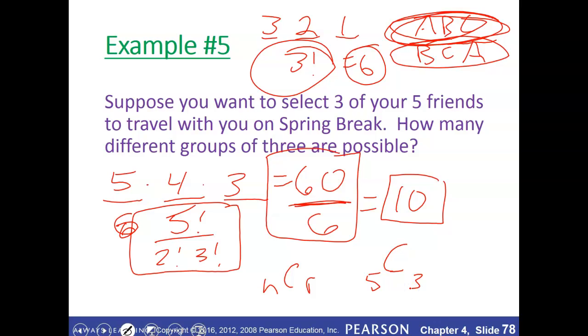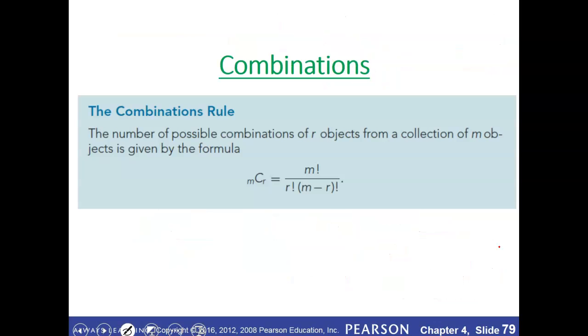I'm going to start with 5. I'm going to go to math. I'm going to go over to probability and go down to NCR. And then I will put in 3 because I'm picking 3 of those people, and that gives me 10. I have 10 groups of 3 where order doesn't matter. And so that's called a combination.